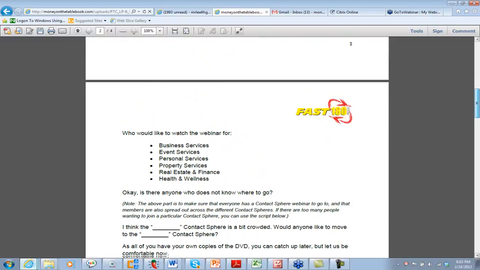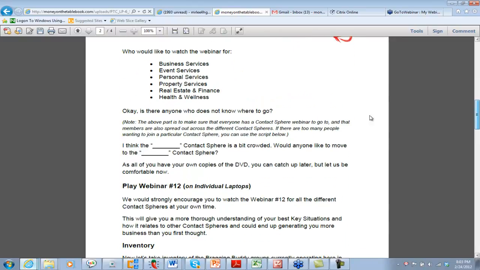Now we're going to the top of page 2. And then who would like to watch webinars 4? And then we're just going through those different contact spheres. And okay, is there anyone who does not know where to go? So we're going to kind of move people around a little bit. Now they're going to start mixing and matching, going outside their own contact sphere.